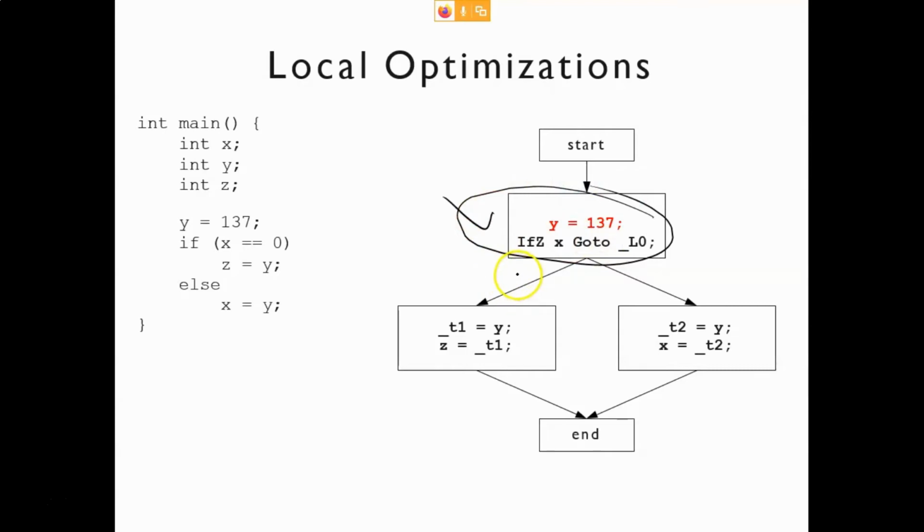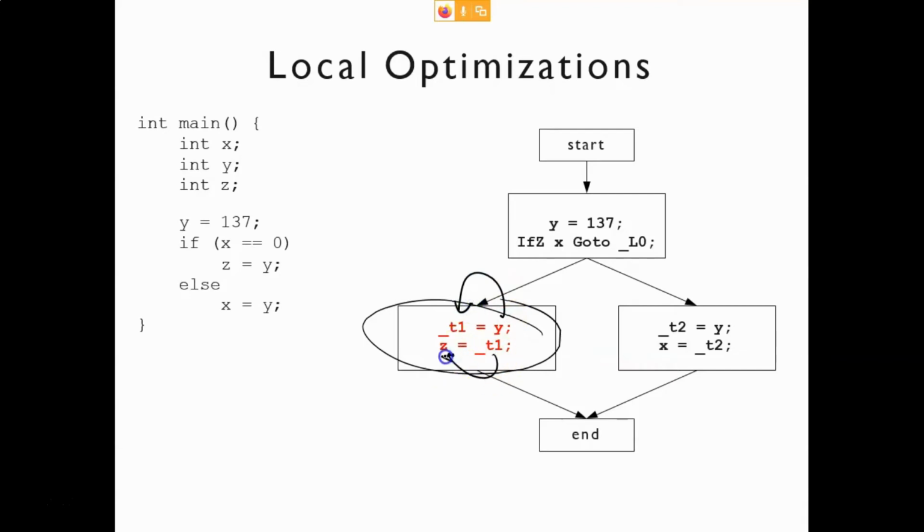Okay, so now for example, here also you can do the local optimization. Here you are assigning this value y to t1 and this t1 to z. So you can do something called copy propagation. Copy propagation says that if you are assigning variable y to t1, t1 to z, you can replace this t1 directly with y. So you can assign y to z directly, and then you can remove this because it will become dead code. So this is how you can do the optimization.